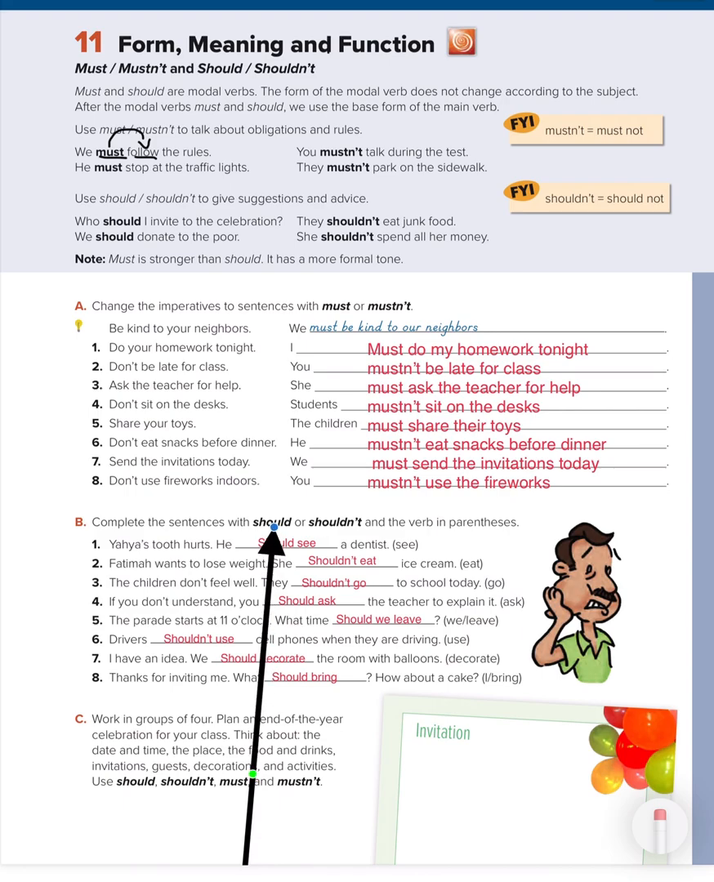Then after that we use should and shouldn't. Yahya's tooth hurts. He should see the dentist. So this is advice. As you can see, advice. You should see the dentist. This is the doctor of the tooth. Fatima wants to lose weight. She shouldn't eat ice cream. This is advice. The children don't feel well. They shouldn't go to school today. Shouldn't go. The verb. If you don't understand, you should ask a teacher to explain it.